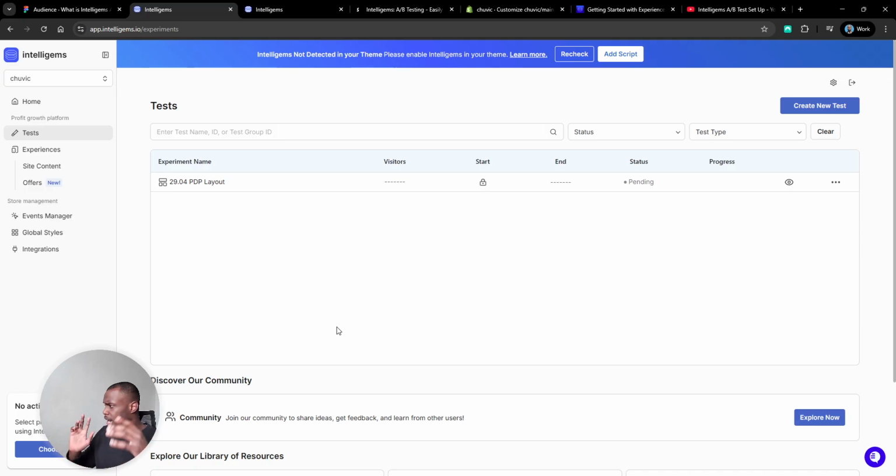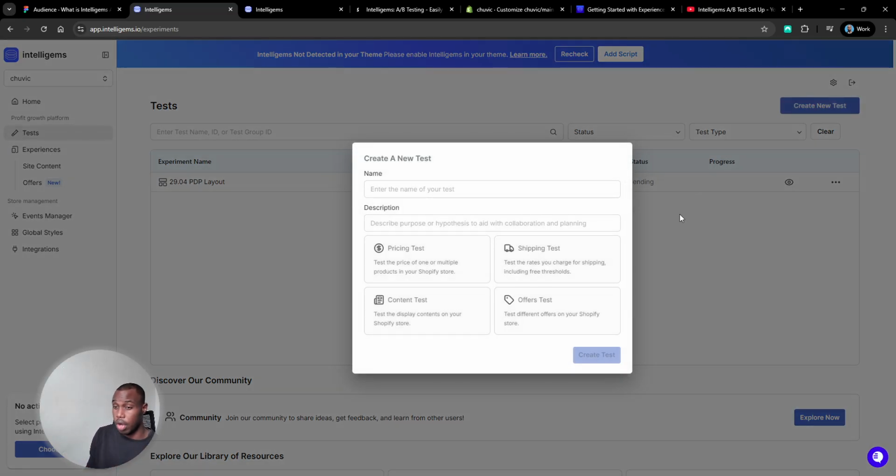So in terms of the 4 tests you can run, this is the Intelligems dashboard as of September 2025. When I'm recording this, they improve this over time, and they'll change it and stuff like this. So the main thing that you will do is inside of this test section. Inside of the test section, you can see all the different tests you've run. Here's where you can switch accounts. I've got a bunch of different other Intelligems accounts from client stores. And inside of these tests, you'll see a bunch of different tests which you've run in the past. When you press create new test, it's going to give you 4 different options, or the options that I mentioned earlier. So price test, shipping test, content test, and offer test.